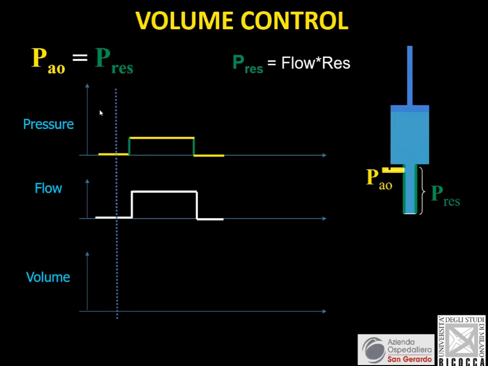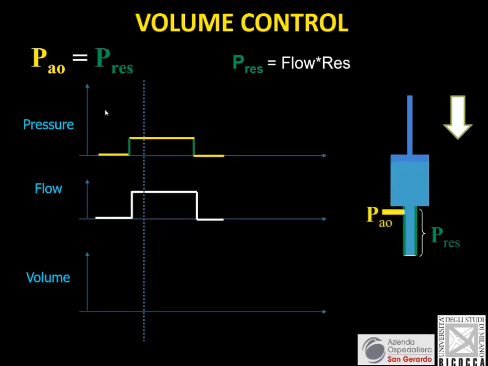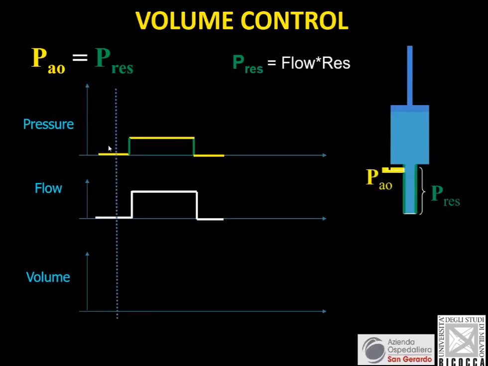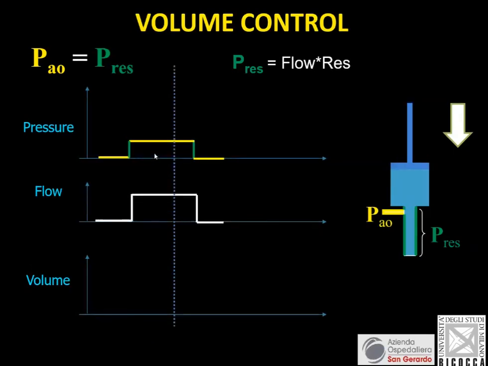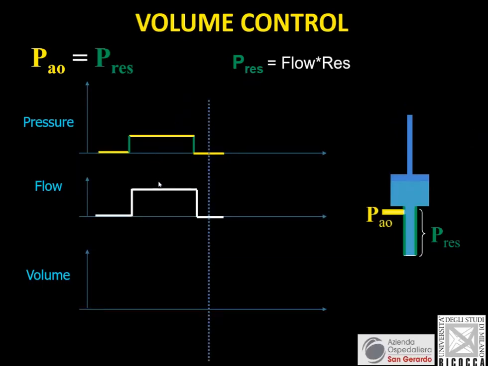You will see a pressure which has exactly the same shape of the flow, okay? There is no pressure when there is no flow. Then the ventilator pushes the flow through the resistance of the tube, and so we read the pressure, and then the flow goes back to zero, and the pressure goes back to zero. There is no flow, there is no resistive pressure, okay?